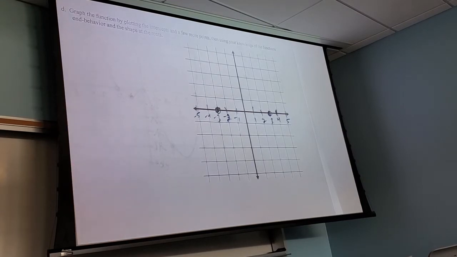All this is new. All this is brand new, right? Everything we're doing today is brand new, so you've got to let it kind of sink in. But plotting the x-intercepts, okay, that's beautiful.